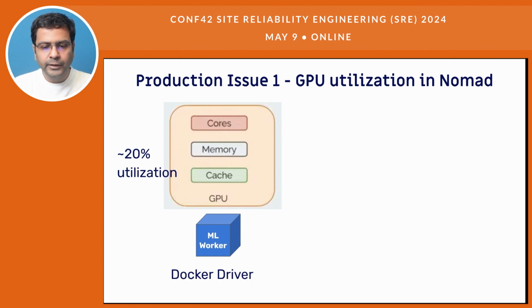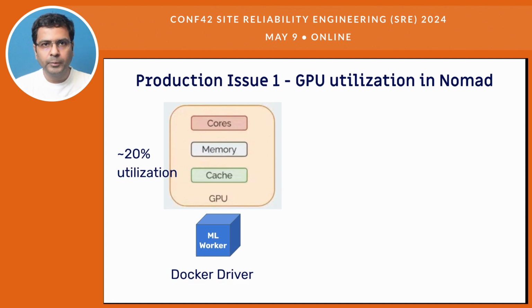One of the issues that we encountered was GPU utilization in Nomad. For example, imagine this top box to be a GPU. It has GPU cache, memory, and cores. We would run an ML worker using Nomad with the Docker driver, so we would run one ML worker per GPU. What we noticed is that the GPU wasn't utilized fully. With one worker, it was just 20% utilized, and a lot of other resources of that machine were left unused.